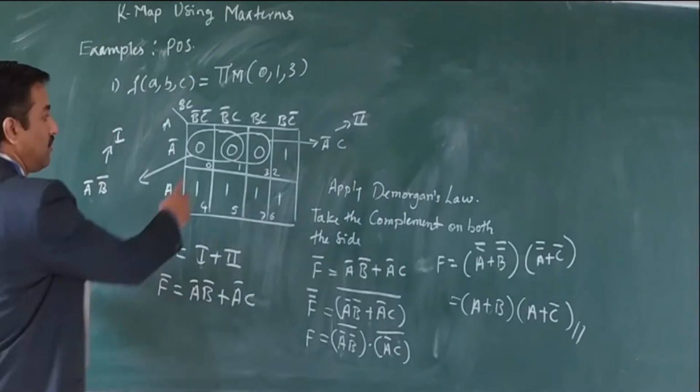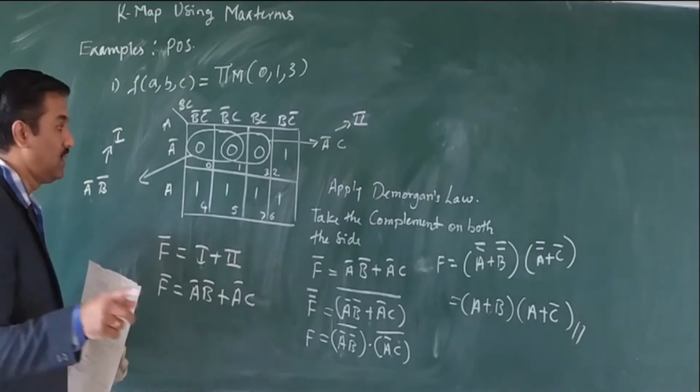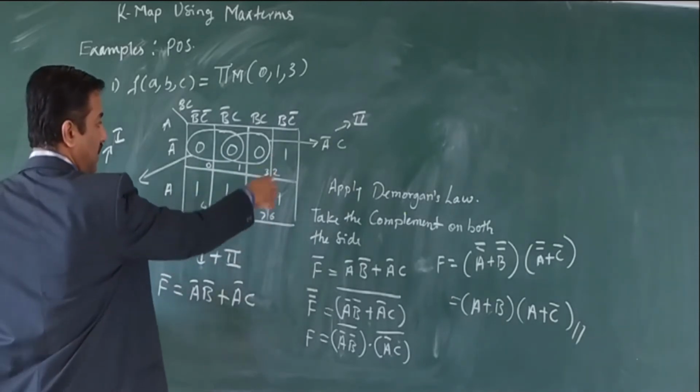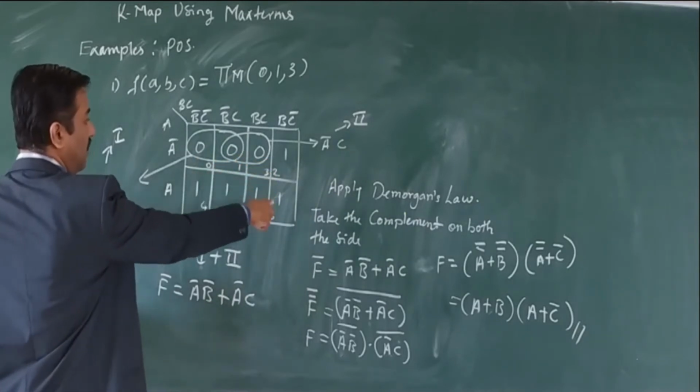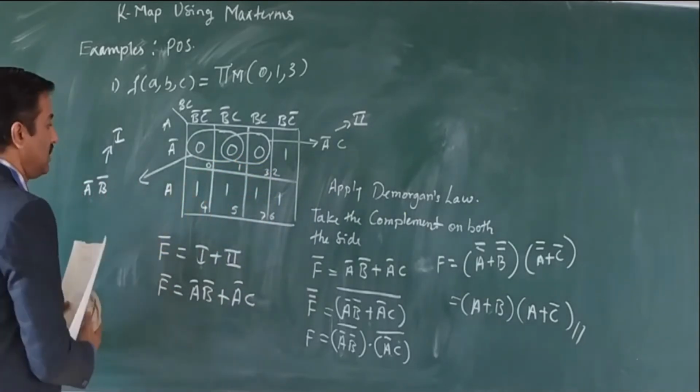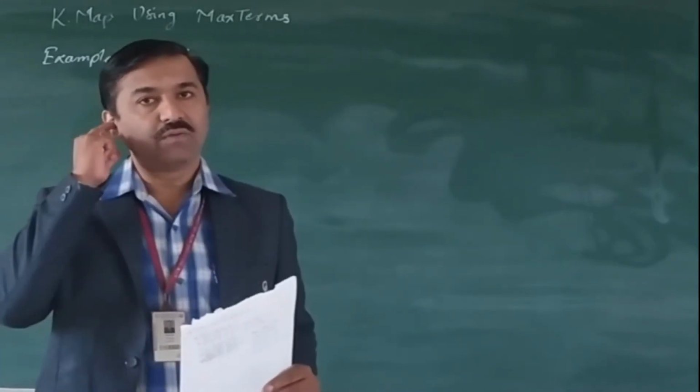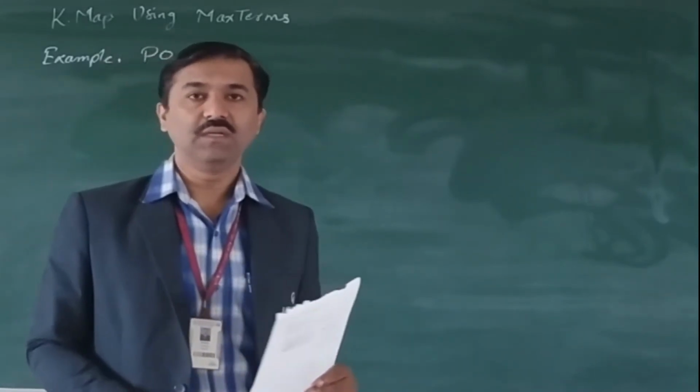Here the max terms are always represented by zeros and min terms are represented by ones. As there are no min terms, we are going to consider the max terms. The other cells are replaced by ones. Let's move on to the second example of the product of sum expression.